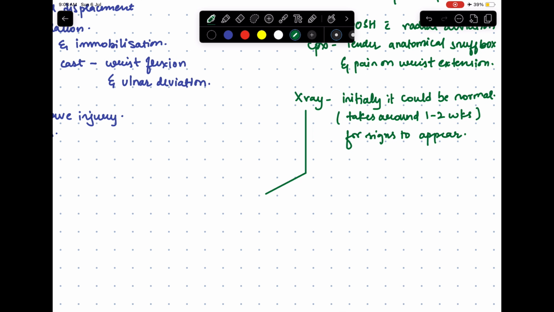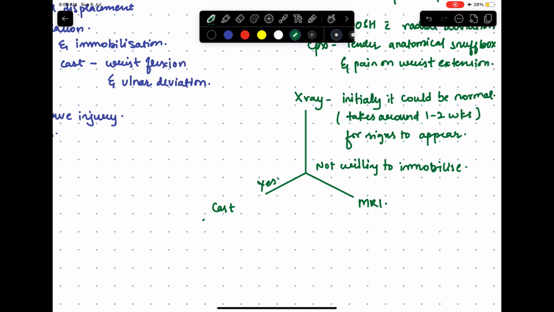So after the initial X-ray, we'll need to see if the patient is willing to immobilize the arm or not. So if the patient is not willing to immobilize the arm, then we'll have to do an MRI for this patient. And if the patient agrees to immobilization, then the only option we have is to apply a cast, and we have to repeat the X-ray. And this cast will be different from what we have applied in Smith and Colles. This cast would be in a cup holding fashion, and the thumb would be included in the whole cast. That's the cast for scaphoid fracture.